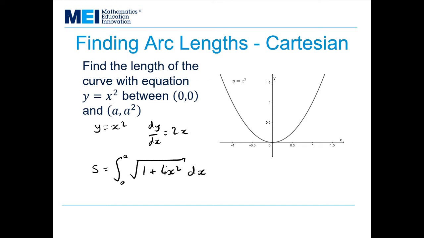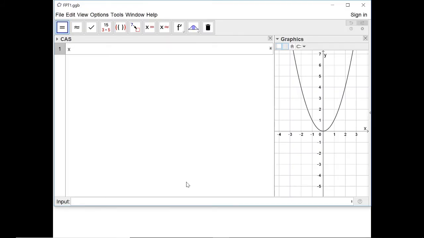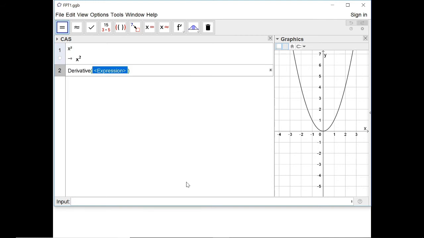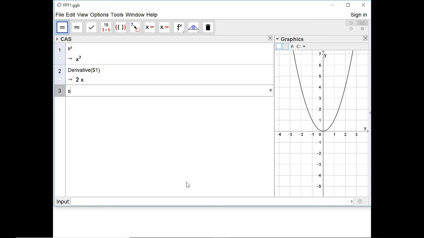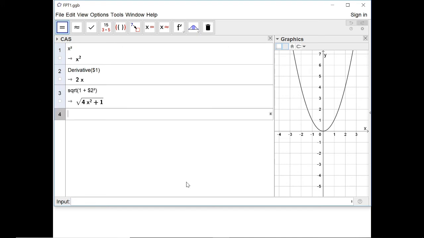Now I could work out this integral by hand, but I've got a computer algebra system, so I might as well use it. So first of all, I want x squared, and I want to know the derivative of x squared. So the derivative of expression 1. And now I want the square root of 1 plus the derivative, expression 2, squared. And that gives me my root 4x squared plus 1. The computer algebra system has just written it the other way around there.